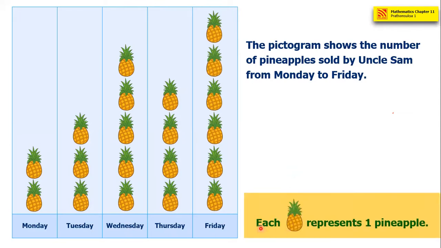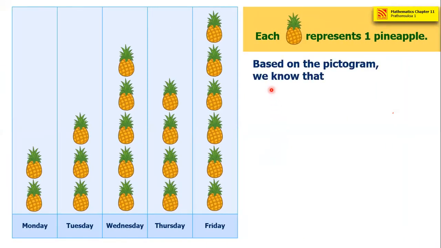So each picture of a pineapple means that he sold 1 pineapple. That's a pretty smart way to make the graph. Just draw a picture of the pineapple, and 1 pineapple is 1 pineapple. A picture graph shows how many pineapples he sold for the whole week and how many he sold each day.